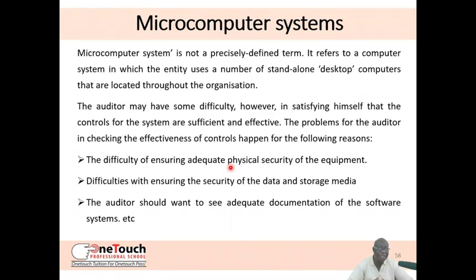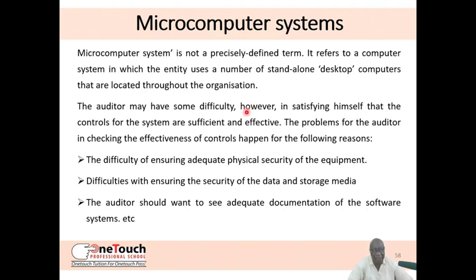What is a microcomputer system? The term is not precisely defined. But it refers to a computer system in which the entity uses a number of standalone desktop computers that are located throughout the organization. You go to some organizations, there are so many tables with so many computers on them. In that case, they are practicing what we call microcomputer systems.